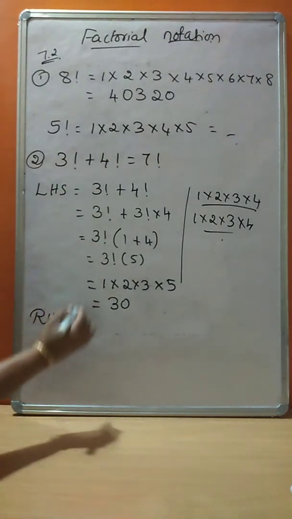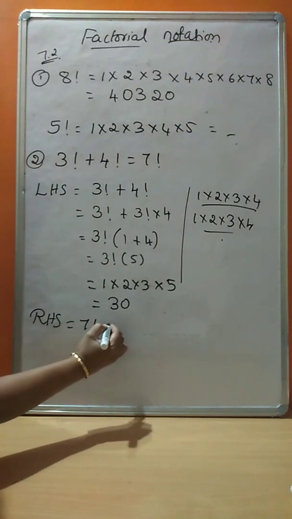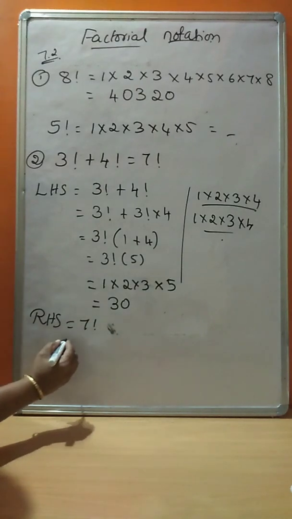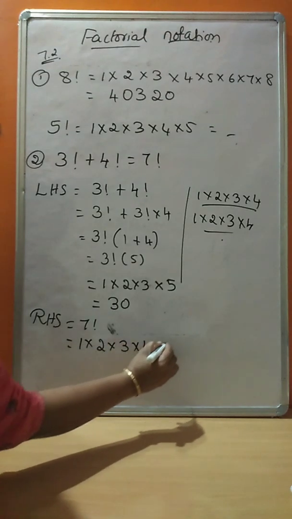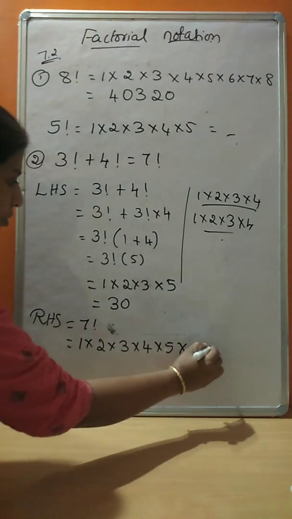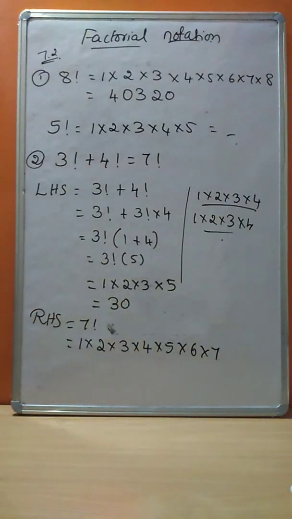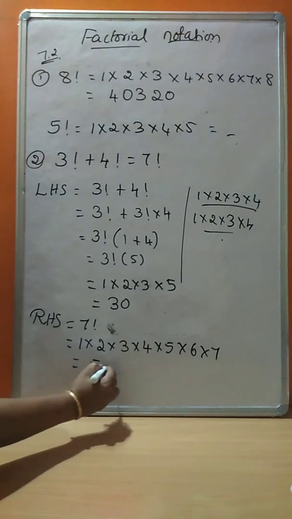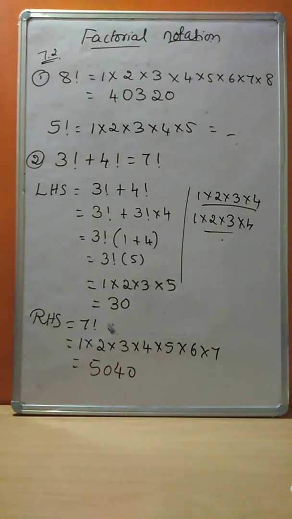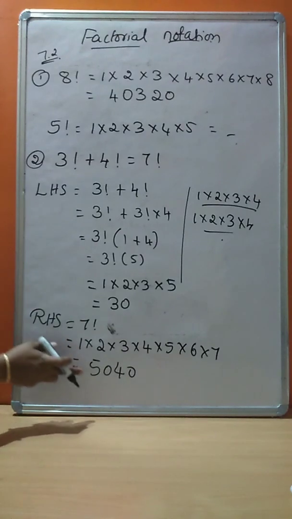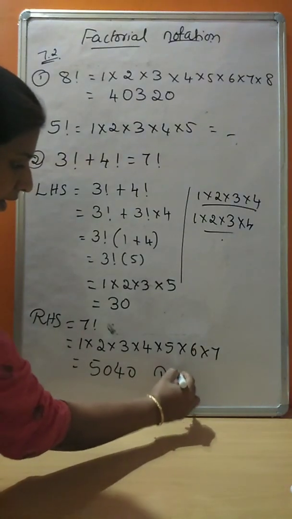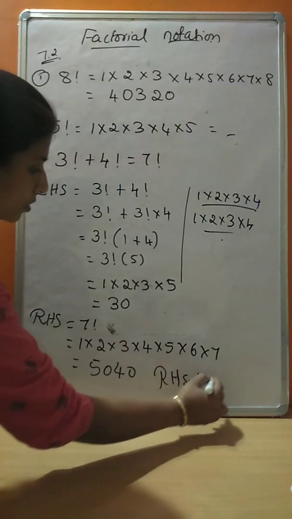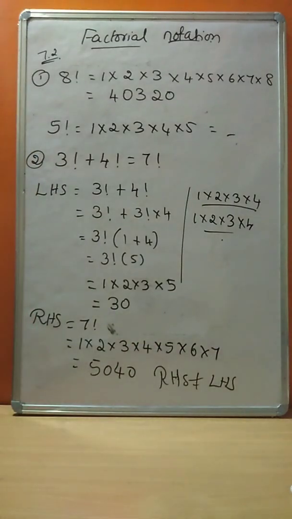Similarly, go for RHS. What is RHS? That is 7 factorial. You know how to expand, right? 1 into 2 into 3 into 4 into 5 into 6 into 7. Using a calculator, multiply all this and you will get the solution 5040. Compare the LHS value and the RHS value. Are both the same? No. Therefore, you have to write the sentence RHS is not equal to LHS, or you can write LHS is not equal to RHS. Clear?